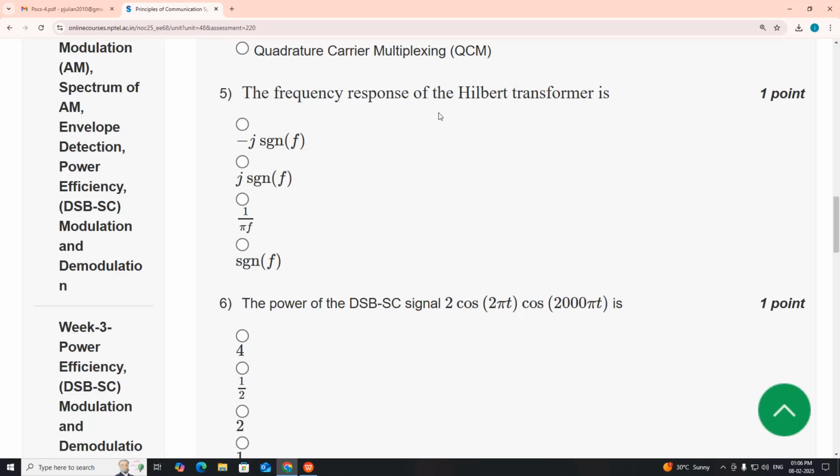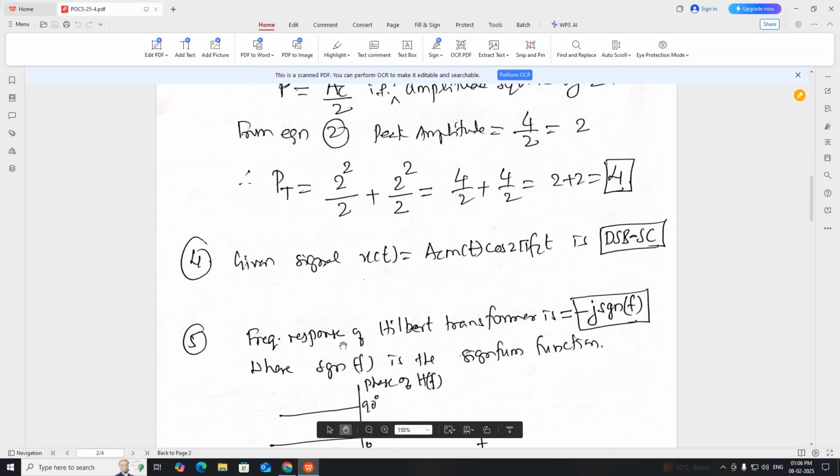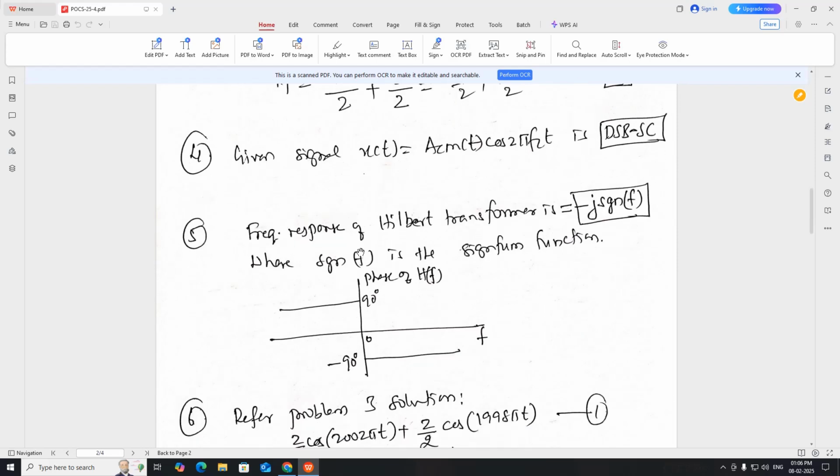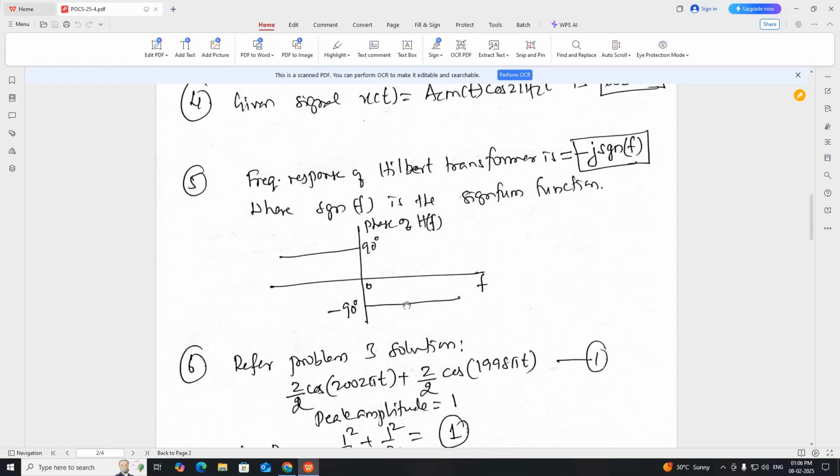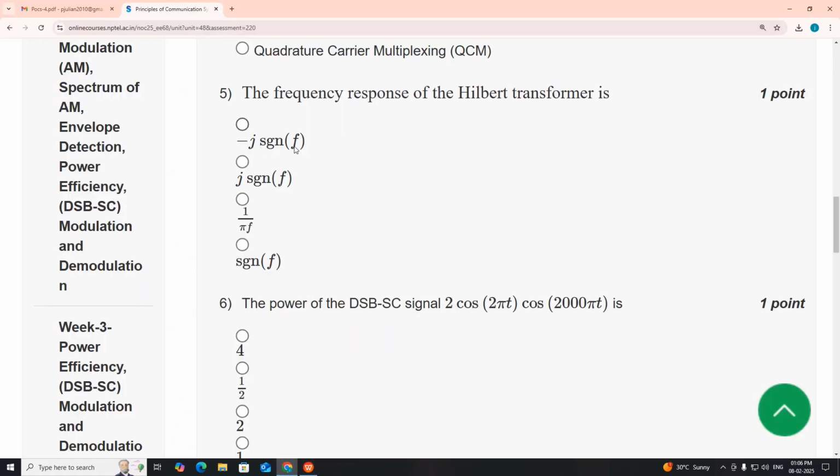Fifth one, the frequency response of the Hilbert transformer is, we will see for the fifth one. The frequency response of the Hilbert transformer is minus j sgn f, where sgn f is the signum function, and the phase response of the transfer function H of f is shown in the figure. So now the solution for this is minus j signum function of frequency f.